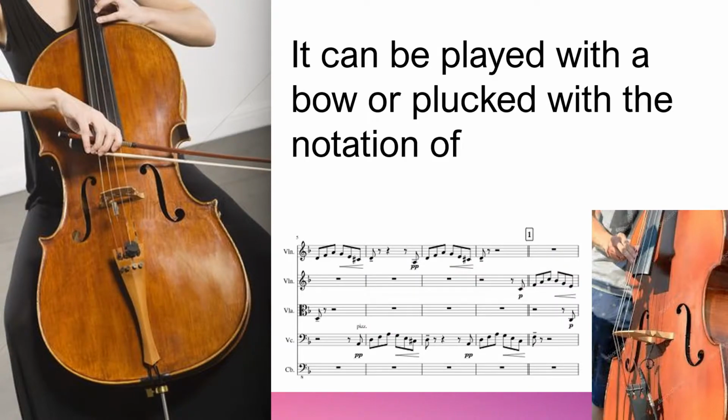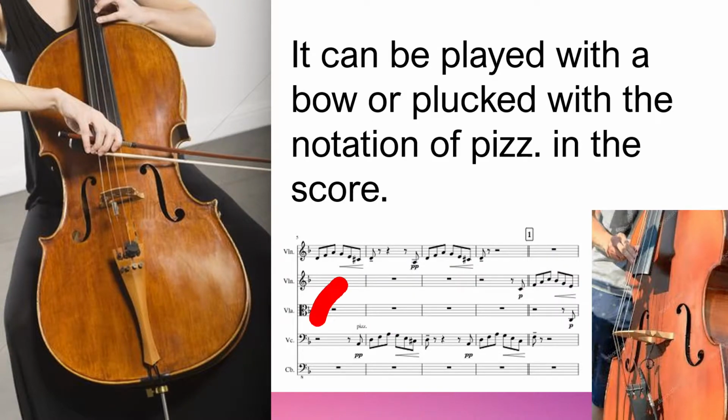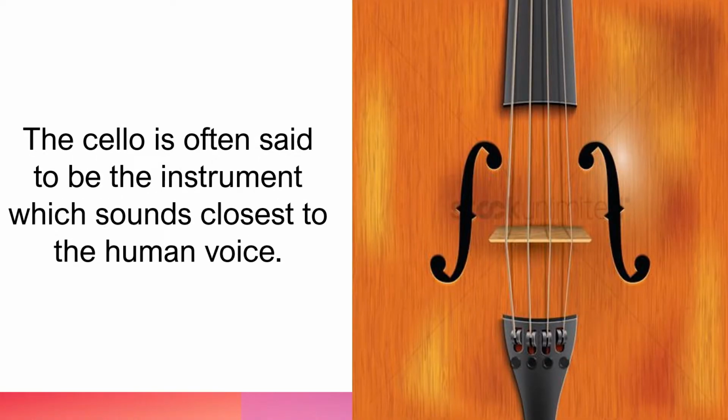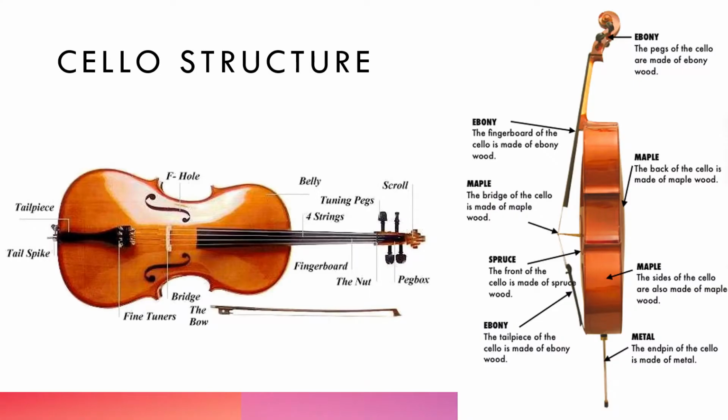As with the other string instruments, it can be played with a bow or plucked with the notation of pizzicato in the score. The cello is often said to be the instrument which sounds closest to the human voice. A traditional cello has a spruce top, with maple for the back, sides, and neck. The cello body has a wide top bout, narrow middle formed by two C bouts, and wide bottom bout, with the bridge and F holes just below the middle.